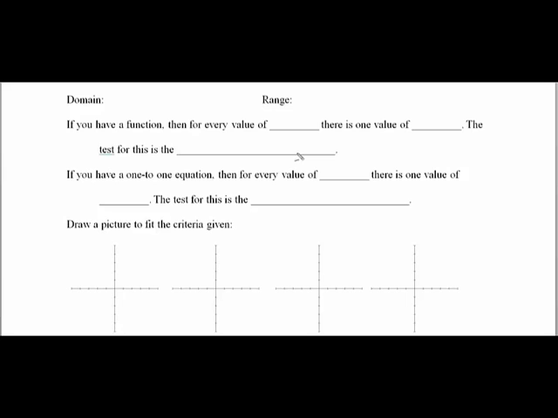Now, as a quick reminder, the domain is going to be all possible x values, and the range are all possible y values within a function, or an equation, or any kind of pattern that you see. So when we talk about domain, we're going to talk about the possibilities of x, and when we talk about range, we're going to talk about the possibilities of y.